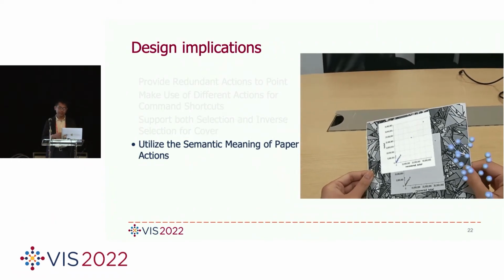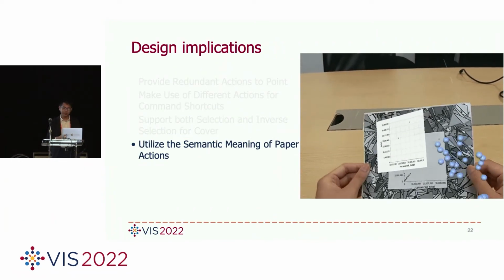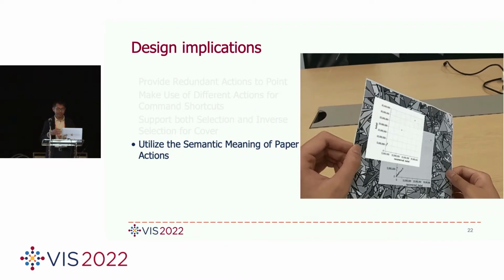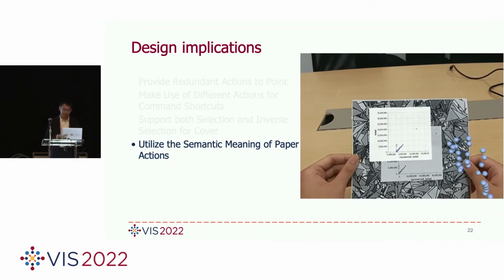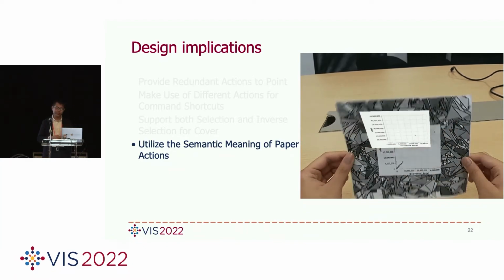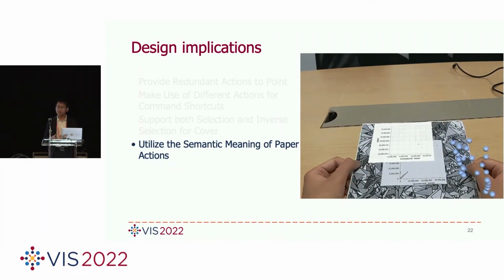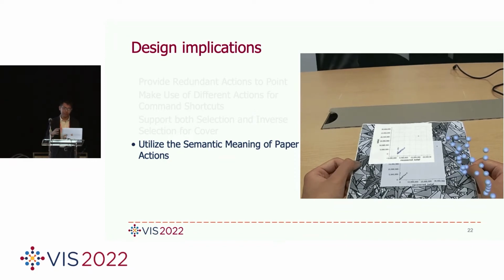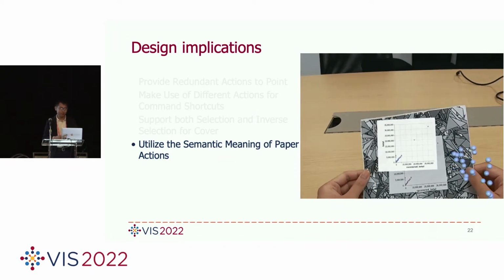The fourth implication is to utilize the semantic meaning of paper actions when designing interactions. For example, tilt to bend got a high score in both intuitiveness and engagement because it's similar to water falling off, just like the data points are now falling off from the plane.